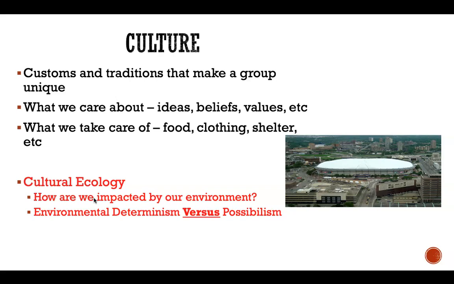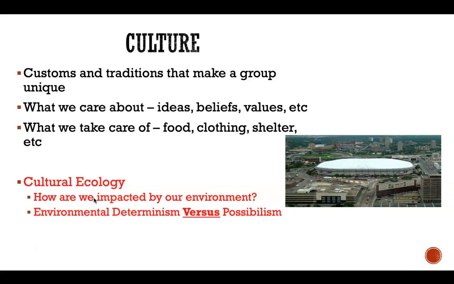Right. More importantly for your test, though, is looking at cultural ecology and how we are impacted by our environment. And there are two conflicting theories out there: environmental determinism and then possibilism. All right, environmental determinism is old school. It's not very well thought of these days. It's kind of outdated and antiquated. And it basically says that our culture is determined by our environment, and not the other way around. We don't determine things. Our nature and all the climate and all of those things, they force our culture, right?